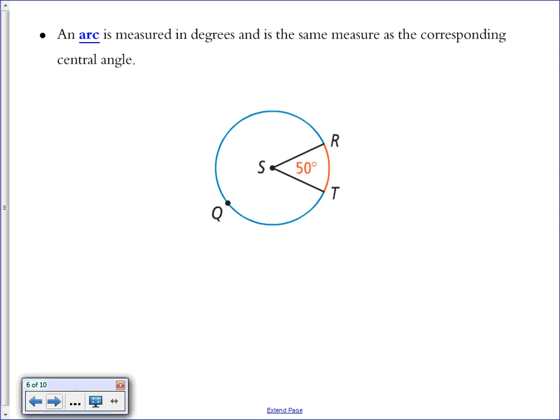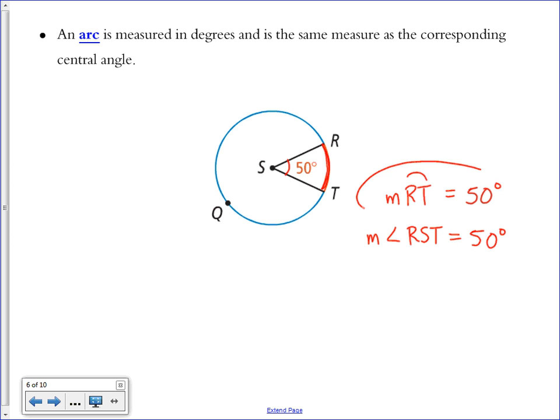An arc is measured in degrees. It's got the same measure as the corresponding central angle. So on this picture, you can see the arc RT, which is out here on the circumference of the circle, is going to be a 50-degree arc because the central angle at S is 50 degrees. Of course, that makes sense. They look like both 50 degrees. The way we would write that is the measure of arc RT is equal to 50 degrees. And why is the measure of arc RT 50 degrees? Well, because the measure of angle RST is equal to 50 degrees, which you don't necessarily need to write, but you do need to know that the measure of arc RT is written like that, and it's a degree measurement, equivalent to the central angle.